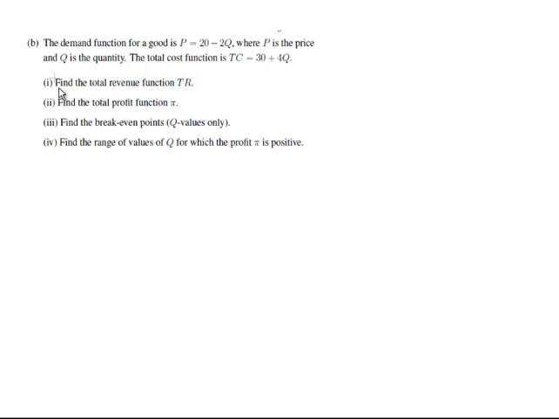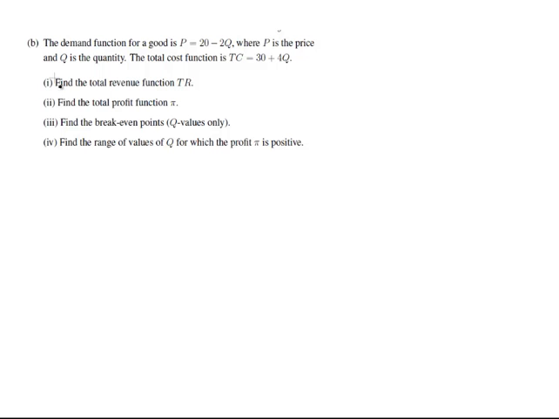Anyway, so the demand function for a good is P equals 20 minus 2Q, where P is the price and Q is the quantity. The total cost function is TC equals 30 plus 4Q. Now, the first question, find the total revenue function.